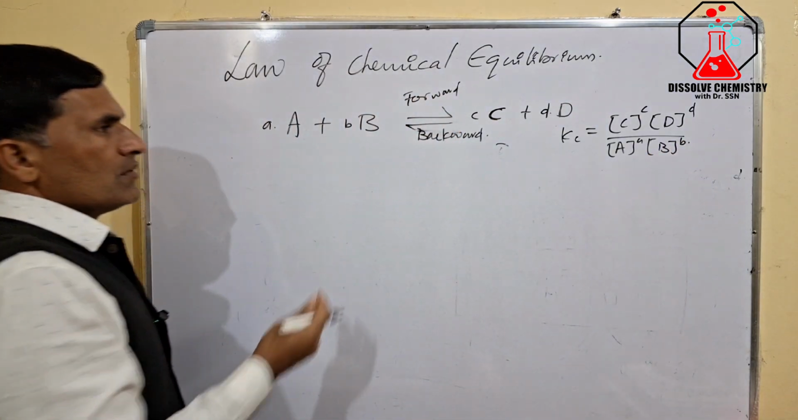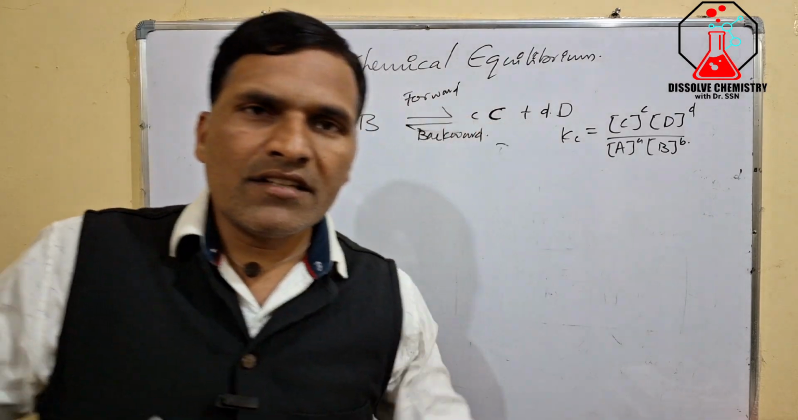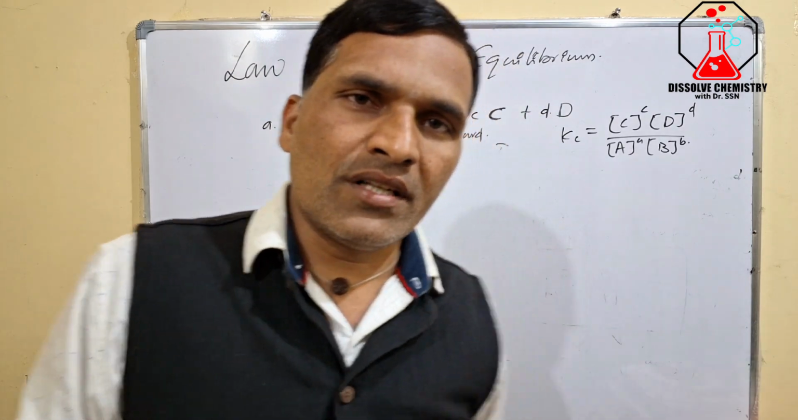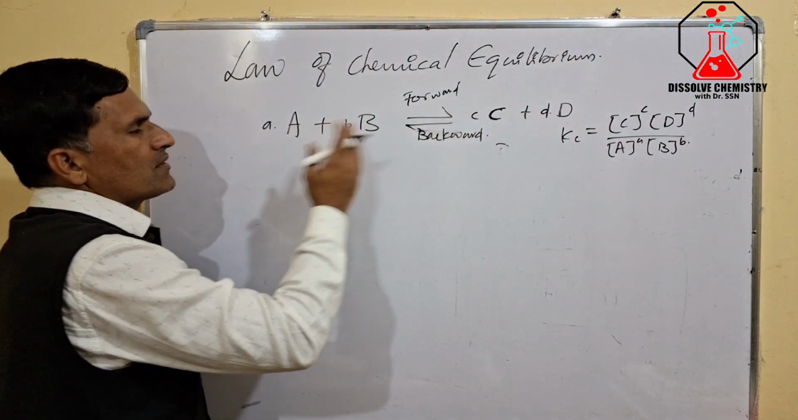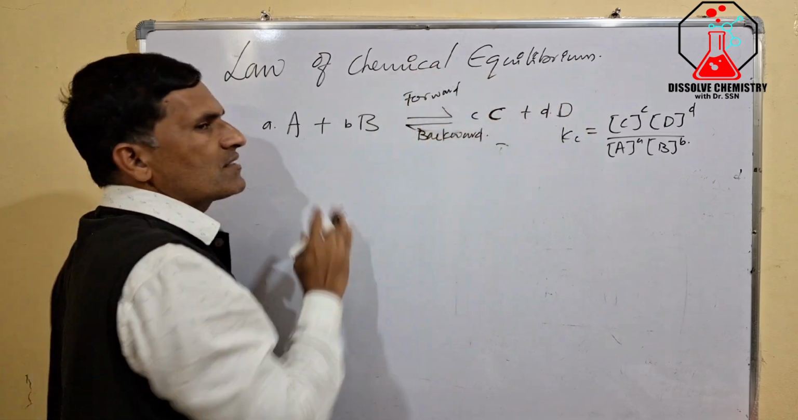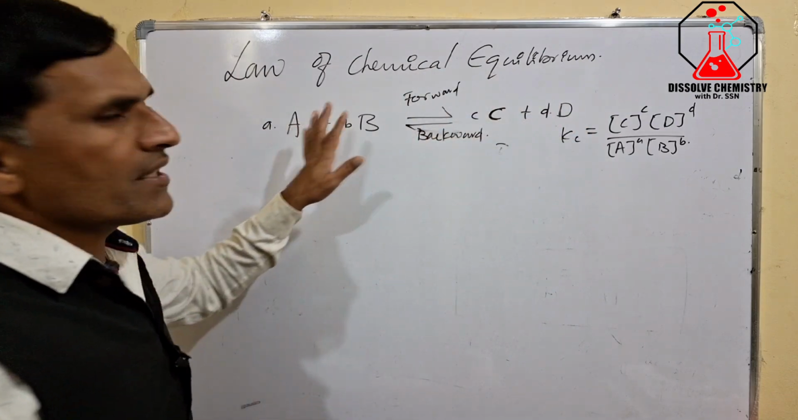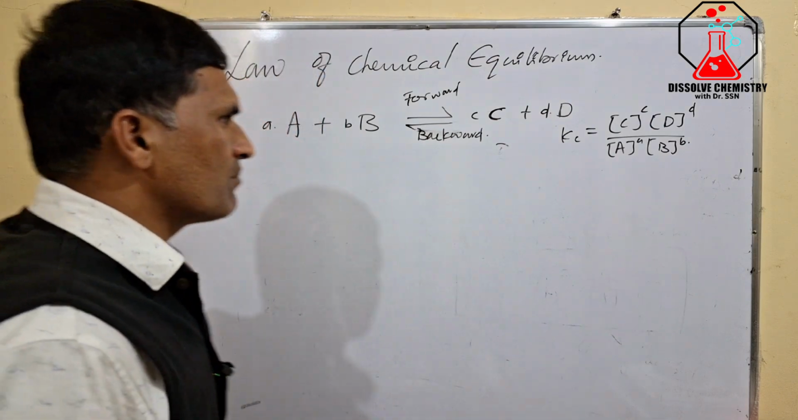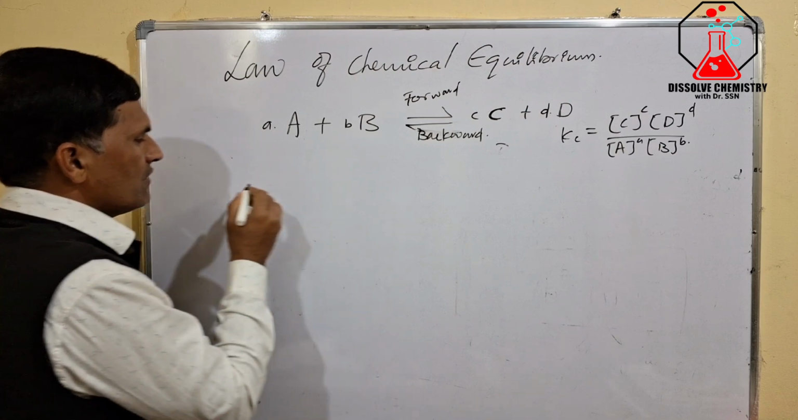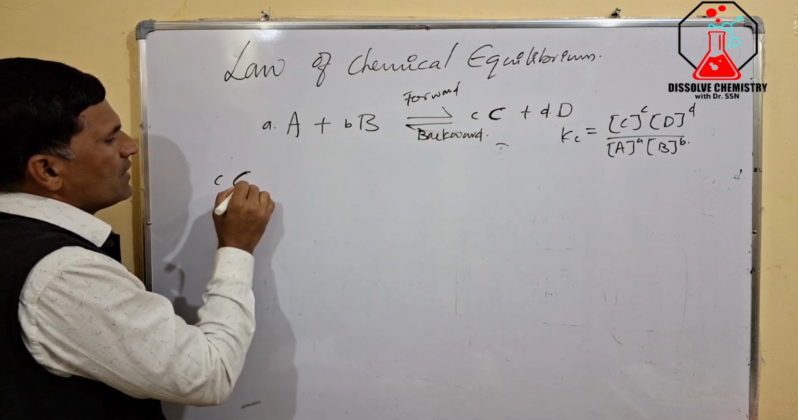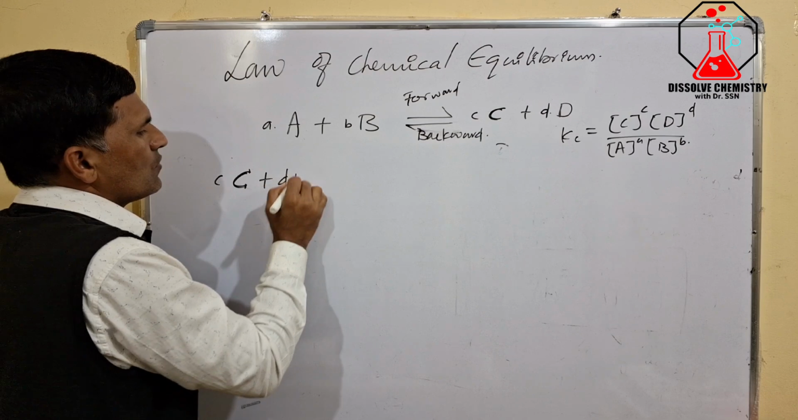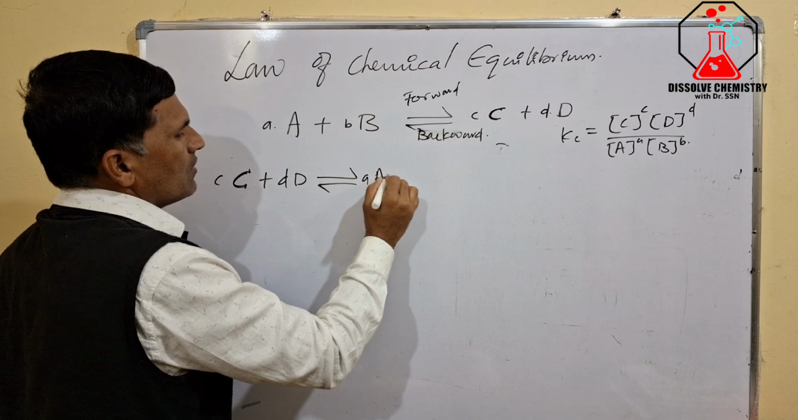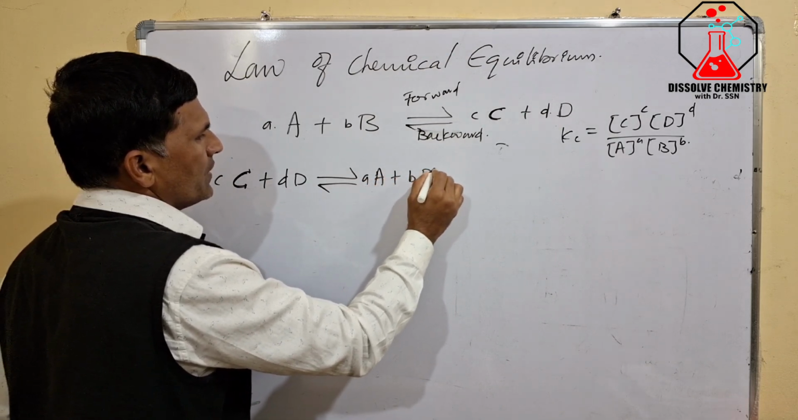So now, if for the same reaction we start by taking products, and we begin the reaction instead of starting with this, if we start with this, meaning if we reverse the reaction, meaning instead of taking A and B in the reaction vessel, if you take C and D and start the reaction, then what happens to the equilibrium constant? That we will see. C moles of C plus D moles of D are going to combine to give A moles of A plus B moles of B.